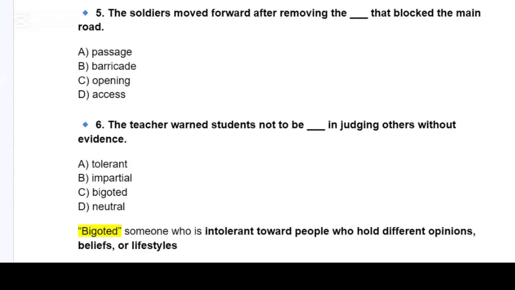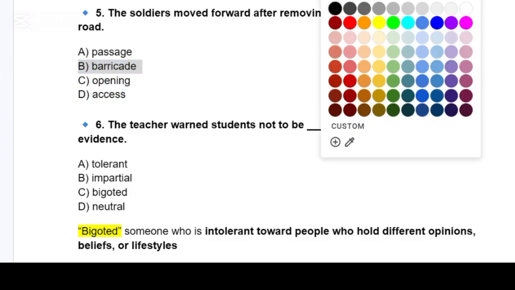Next is the fifth MCQ. The soldiers moved forward after removing the dash that blocked the main road. The soldiers were moving on the path by removing something that was blocking it. Removing the passage, no. Removing the barricade, that can be correct, but we must consider C and D as well. Removing the opening, no. Removing the access, no. So barricade is the correct option.